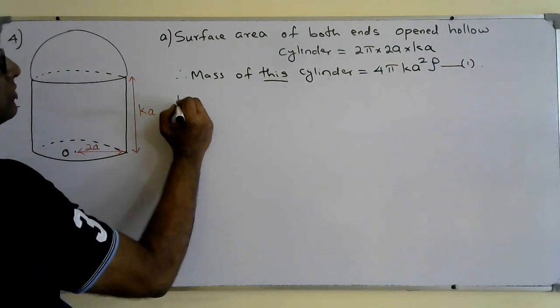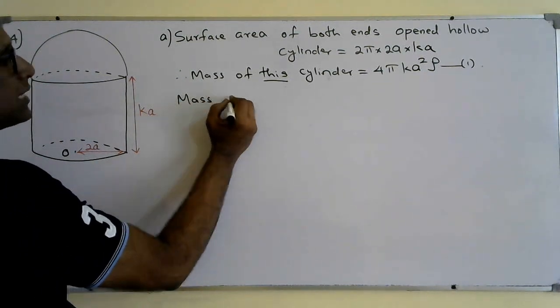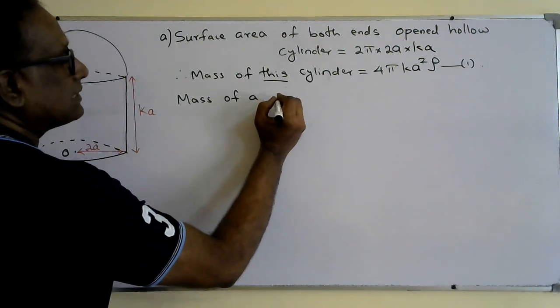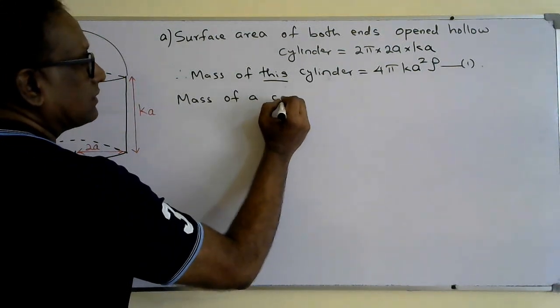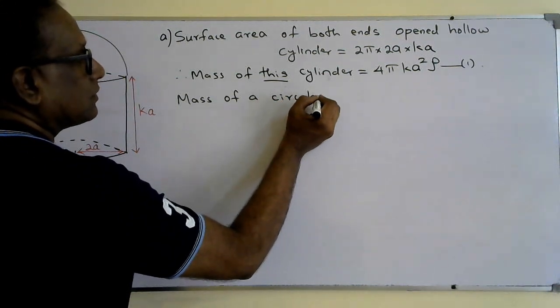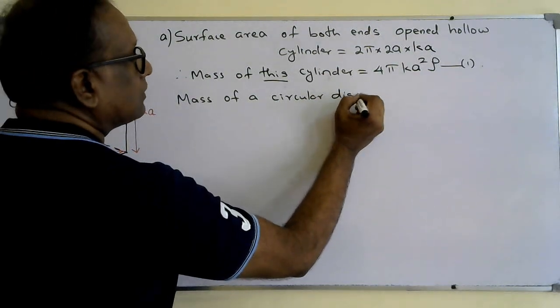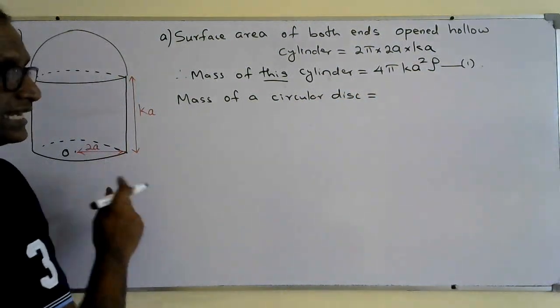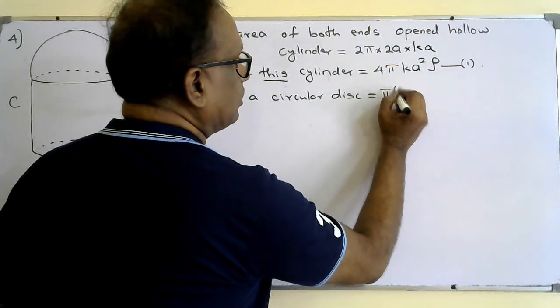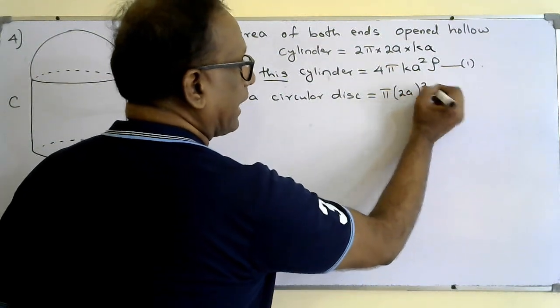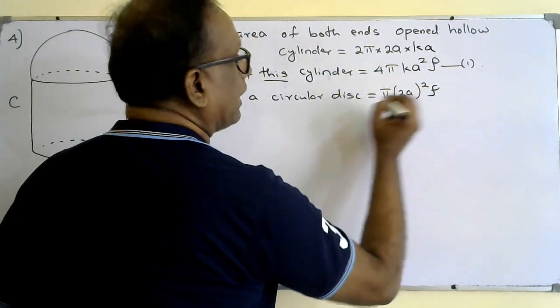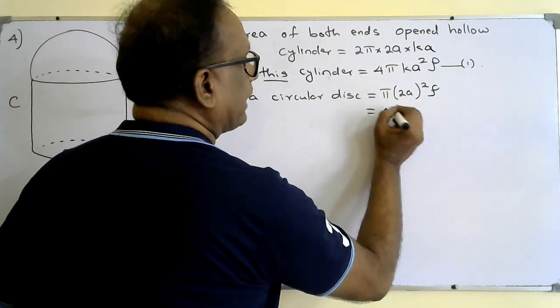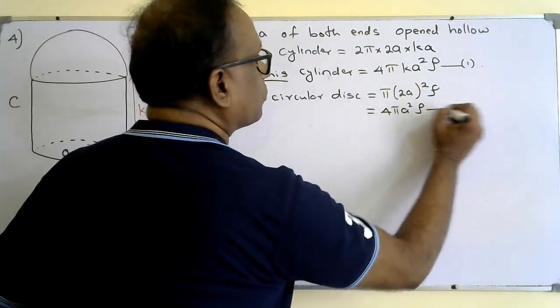Okay, that's the bottom end which is closed. So the mass of the circular disc equals its surface area, pi r squared, pi into 2a squared, into rho. And that is going to be 4 pi a squared rho.